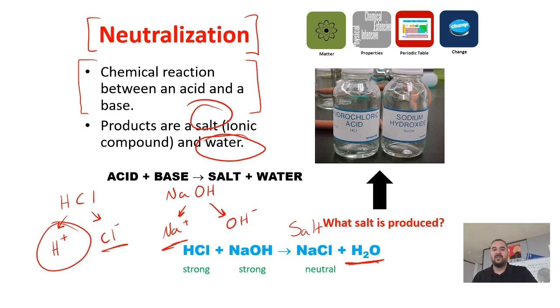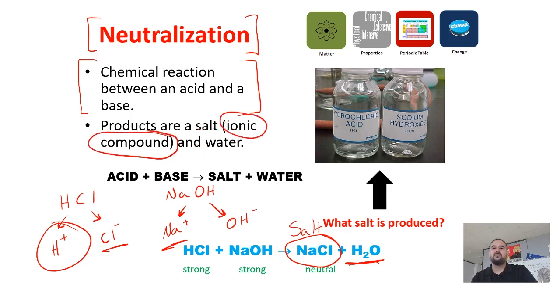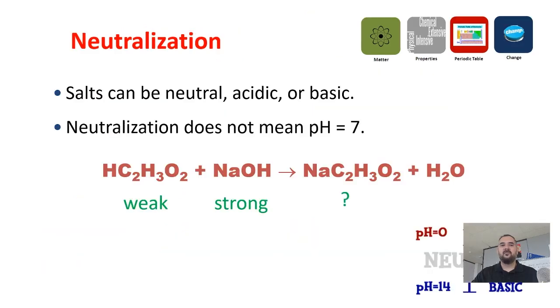When I say salt, though, I don't mean this salt, which is edible salt. It could be any kind of salt. What is a salt again? It's a metal and a non-metal. It's an ionic compound. So salts are just ionic compounds. It could be NaCl. It could be CaBr2. It could be K2O. It could be any of these salts. It doesn't have to be this particular salt. But what you're going to form every single time is salt and water. All right, let's keep going.